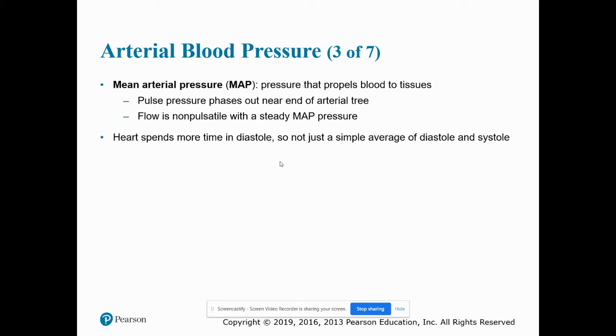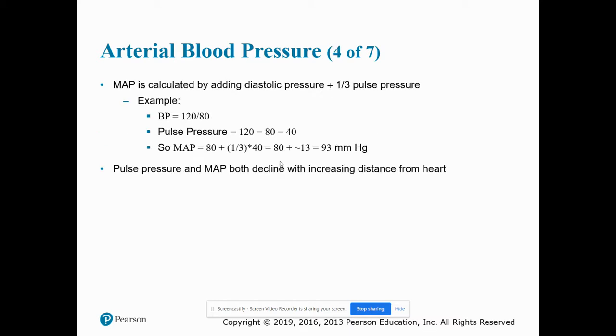And the heart's going to spend more time in diastole, so it's not simply an average of diastole and systole. Again, I'm not going to ask you to calculate this stuff out, guys, but you do need to know the concept. So mean arterial pressure is calculated by adding diastolic pressure to 1/3 pulse pressure.